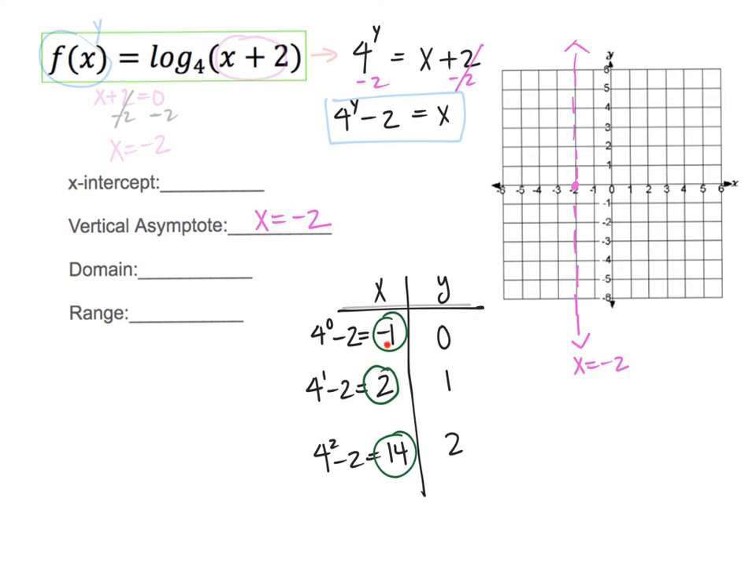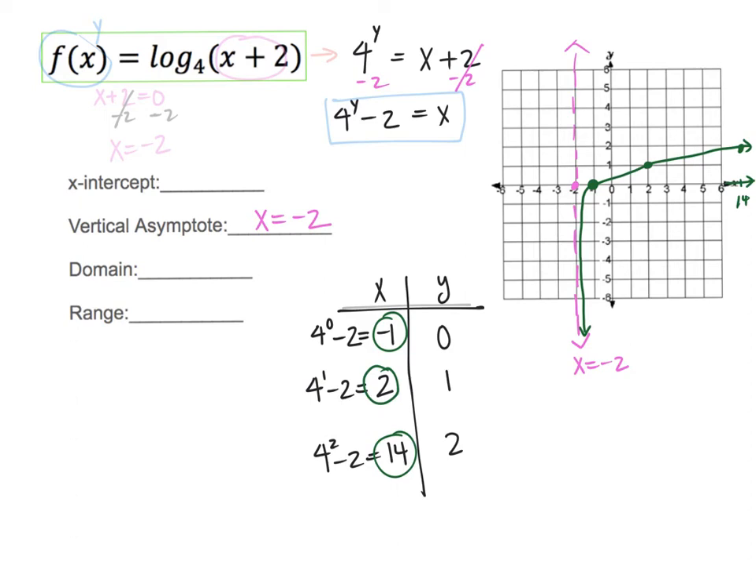So if I graph these, this is at negative 1, 0, which is right here. And then I have it at 2, 1, which is right here. And then I have it at 14. So I'm going to mark this at 14 and go up 2. But this is going to extend upwards, and this one's going to extend downwards, like that. And then that's pretty much it. We have our picture here.